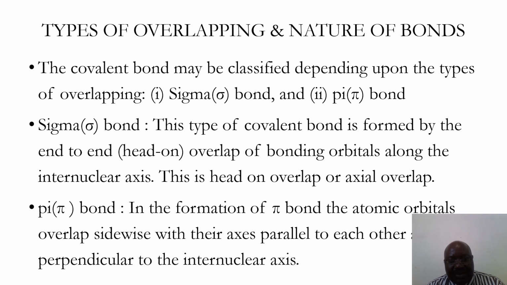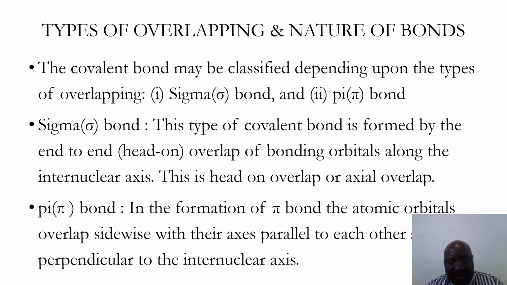The types of overlapping and the nature of bonds. The covalent bond may be classified depending upon the types of overlapping. Covalent bonds may be named as sigma bond or pi bond. A sigma bond is the type of covalent bond that is formed by the end-to-end or head-on overlap of bonding orbitals along the internuclear axis. This head-on or axial overlap is very common when we have s orbitals overlapping or s and p orbitals overlapping.